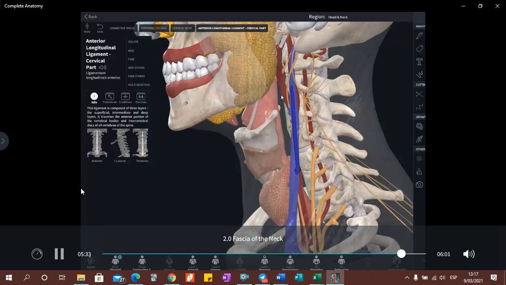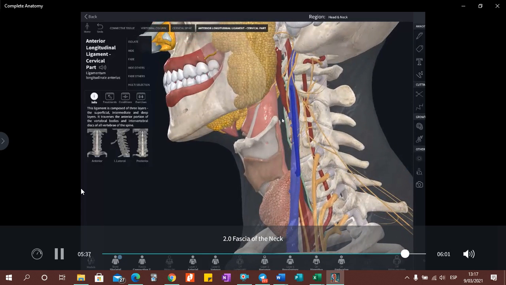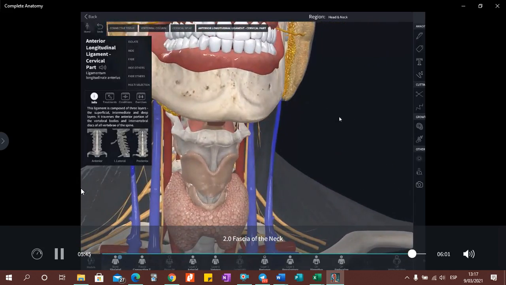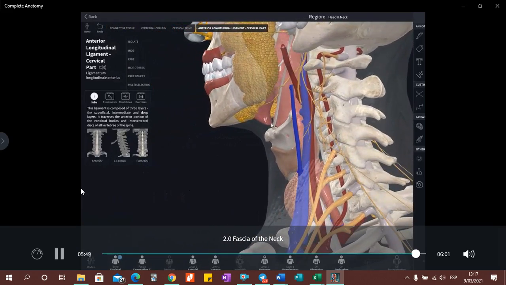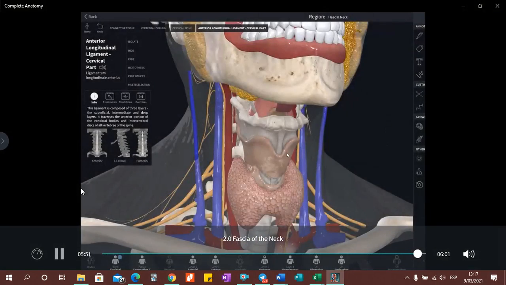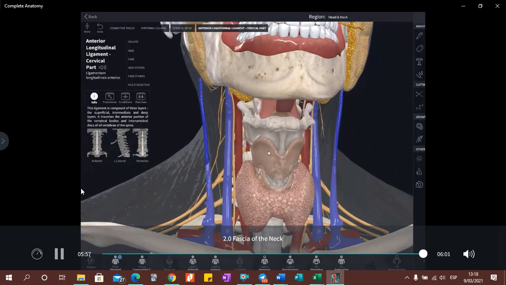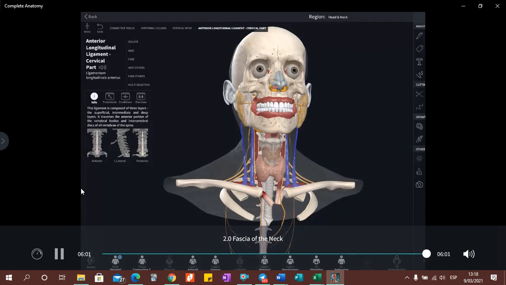It is, like many spaces, just a potential space until we actually have something going on in there like an infection. In a non-pathological state, it's just going to be filled with some loose connective tissue that is going to be between the visceral part of the prevertebral layer of the deep cervical fascia and this buccopharyngeal fascia. Although there are way more details that we could elaborate on when it comes to the fascia and the fascial layers of the neck, as an introduction, this should actually suffice.